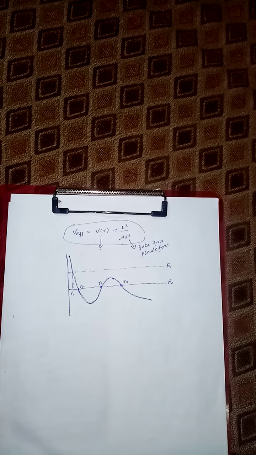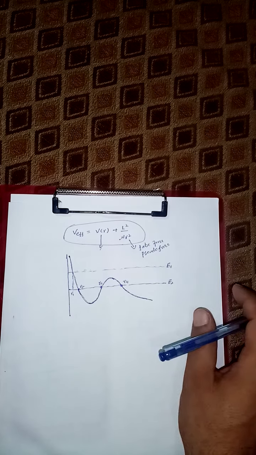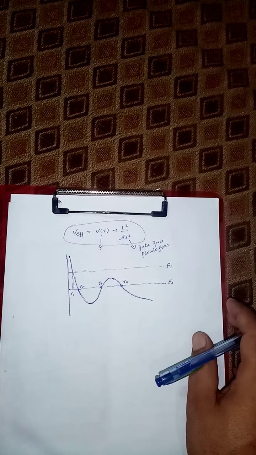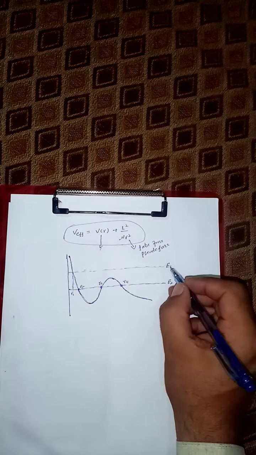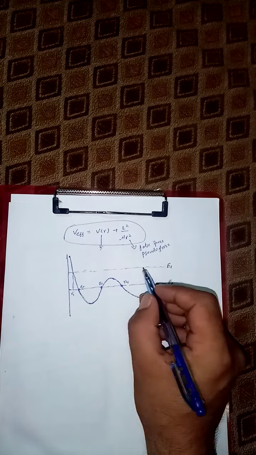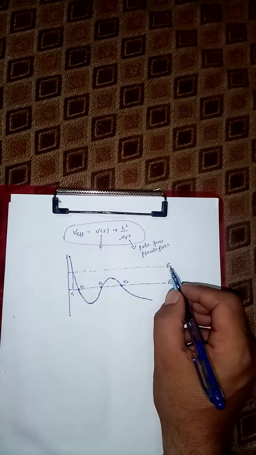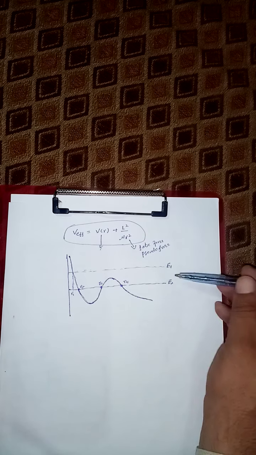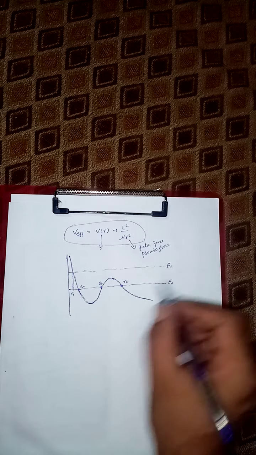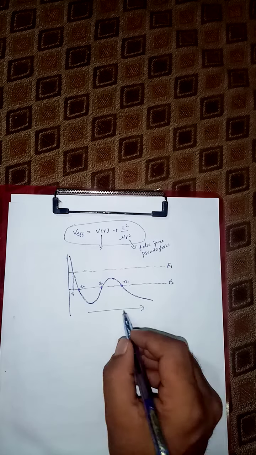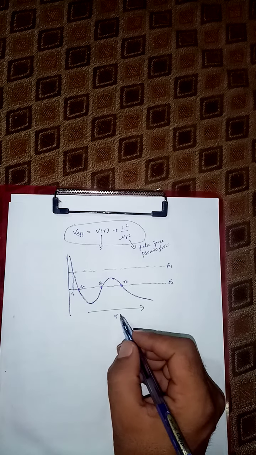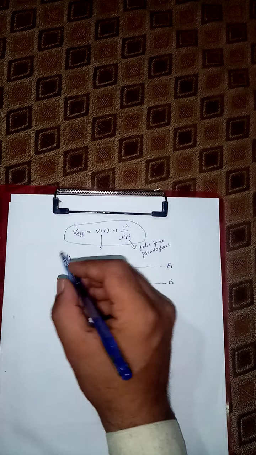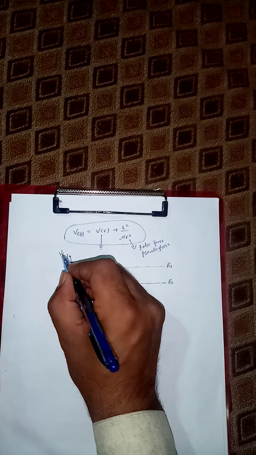Now suppose we have a particle which has energy E1 coming from infinite distance. On this side we have infinite distance, this side will represent the distance R, and this side will represent the effective potential.